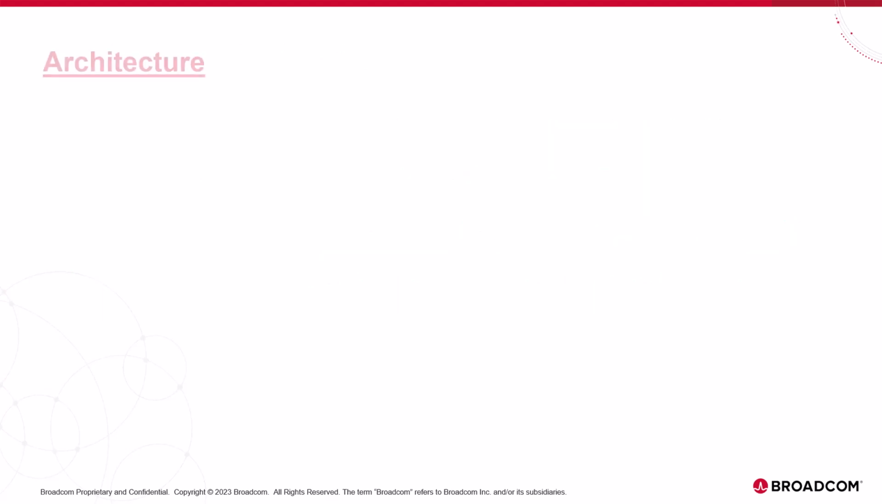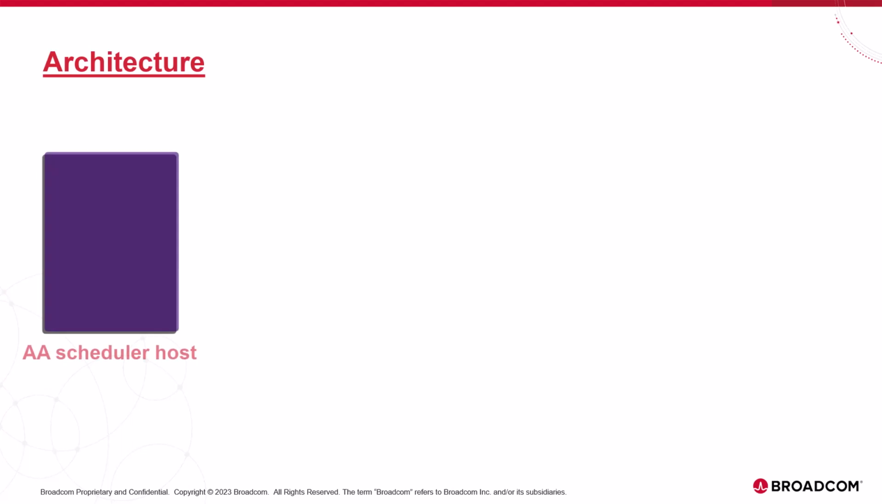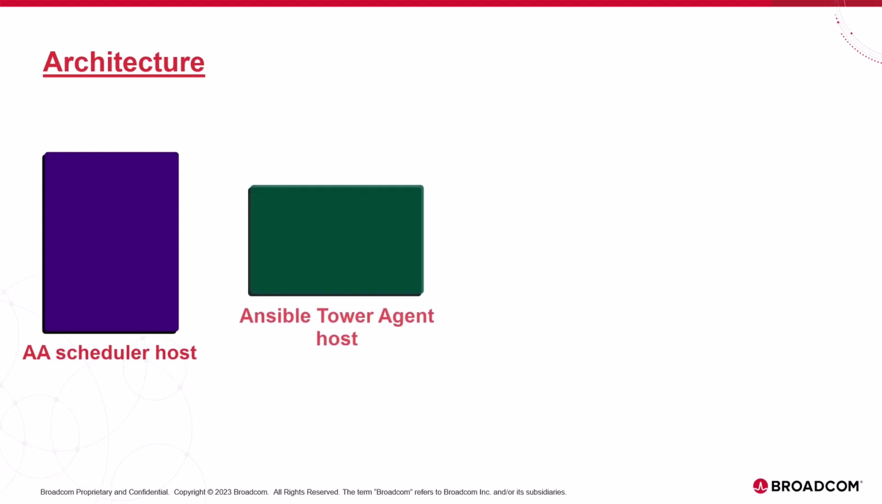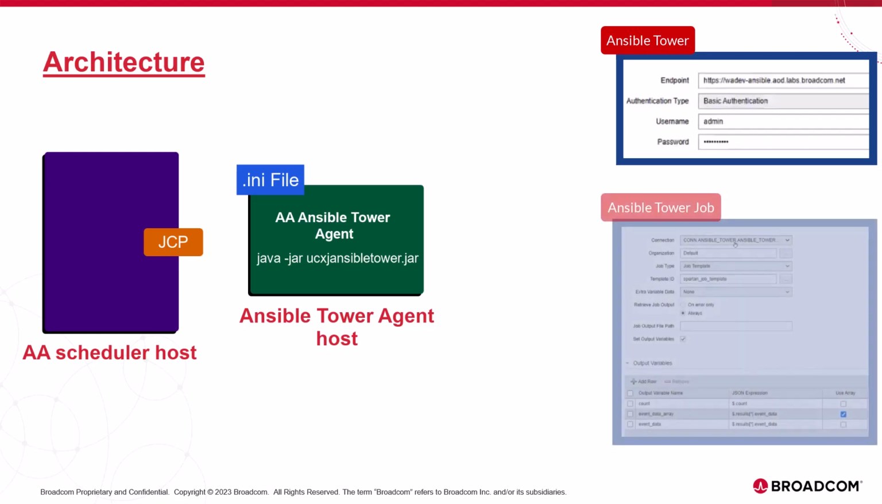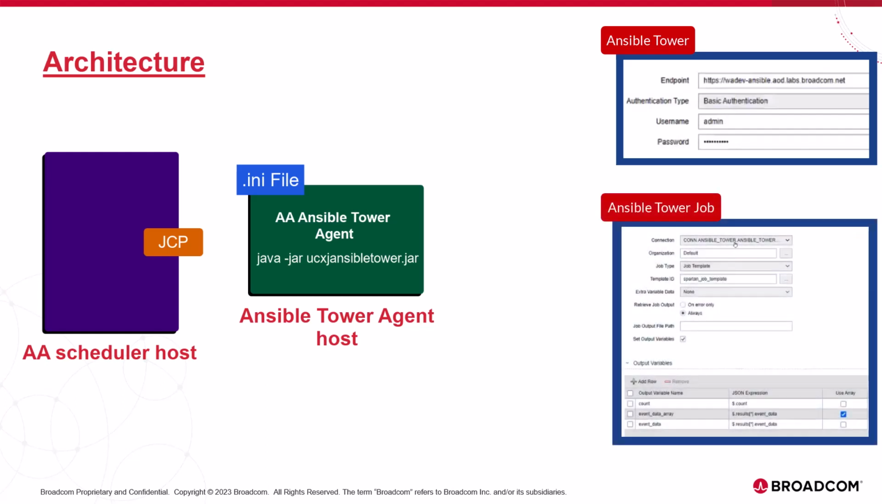A conventional architecture involves two systems, the Automic Automation host and a dedicated system for the agent. The agent is configured with a simple ini file containing standard values: AE system, agent name, connection, and TLS. When we start the agent, it connects to the engine and it adds two new objects to the repository, a connection object to store the Ansible Tower endpoint and login data, and a job template designed to trigger start template jobs.